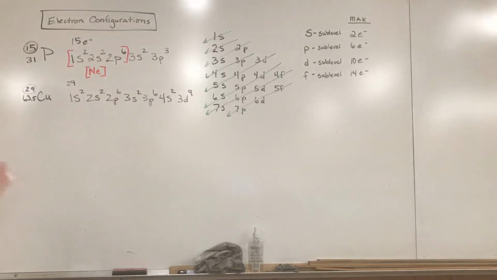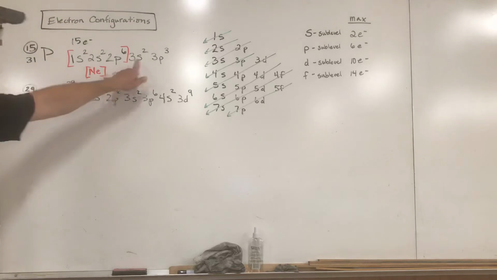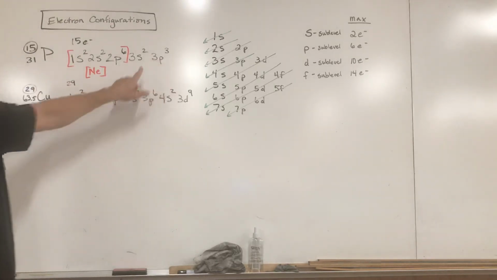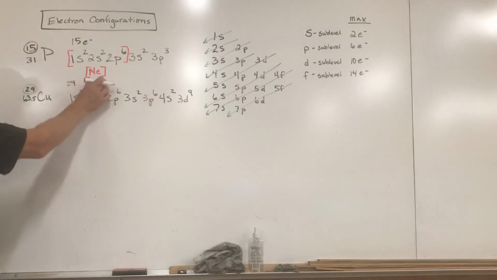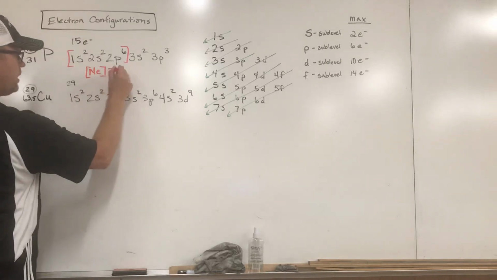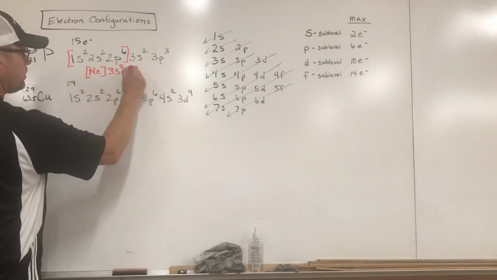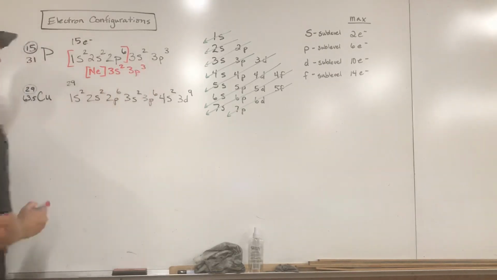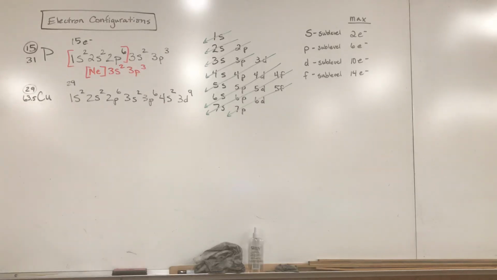So the first 10 electrons here, we're saying look just like the configuration of neon. So this looks just like neon, electronically speaking, except for these extra 5 electrons on the end. Okay, so I could write neon in brackets and then 3s2 3p3. And that's the abbreviated version of that electron configuration.